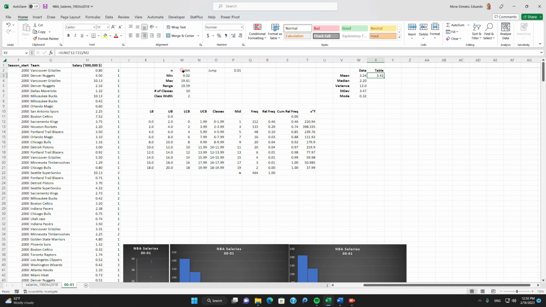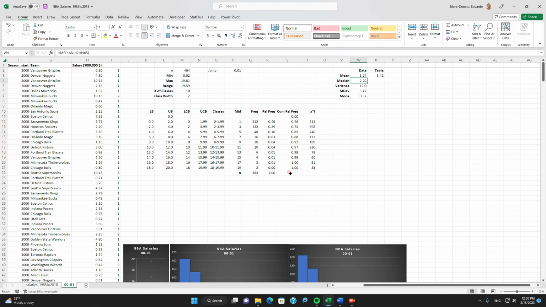So if we approximate from the table, the mean is, instead of 3 million point 24, now 3 million point 42. So $200,000 difference. Not much, right? In terms of the difference when we use the table and when we use the actual data.